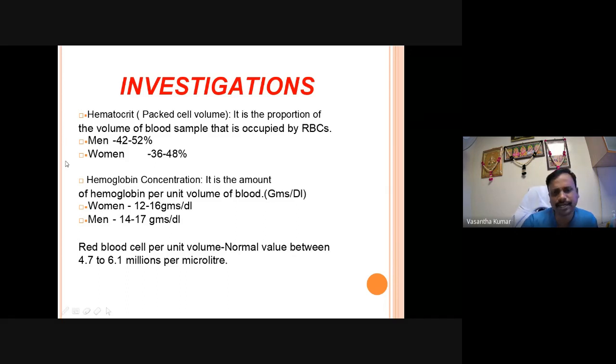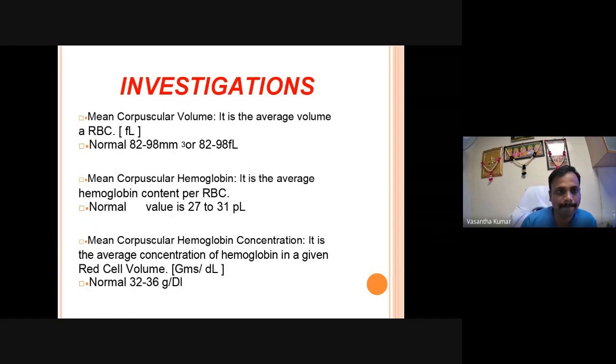In simple terms, suppose the hematocrit is 30%, then 1/3 of the hematocrit will comprise the hemoglobin. That means the hemoglobin will be 10. For example, if the hematocrit is 36, the hemoglobin will be roughly 12. And next is the red blood cell count per unit volume. The normal value ranges between 4.7 to 6.1 million per microliter.